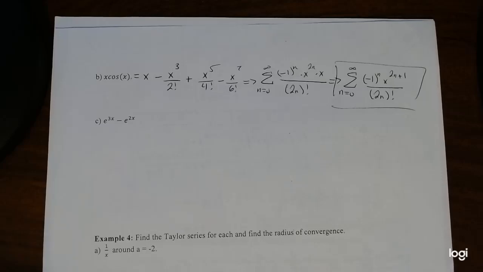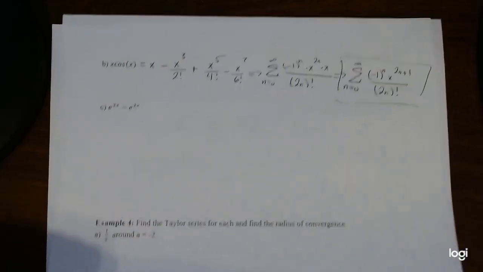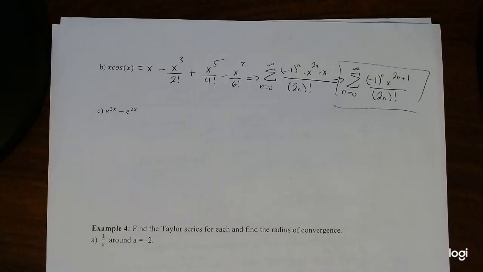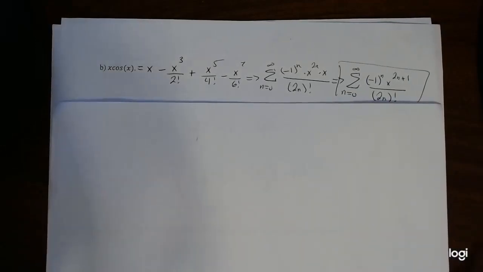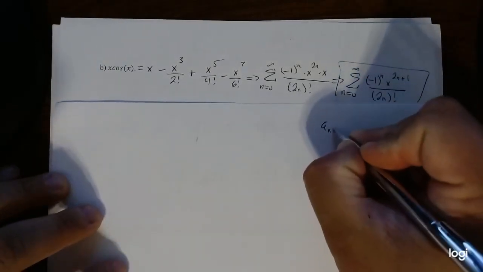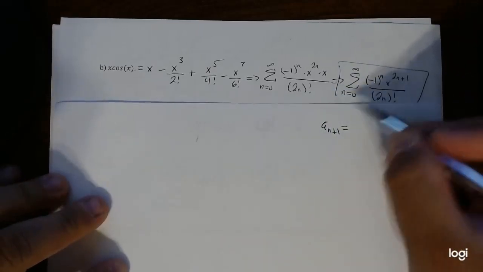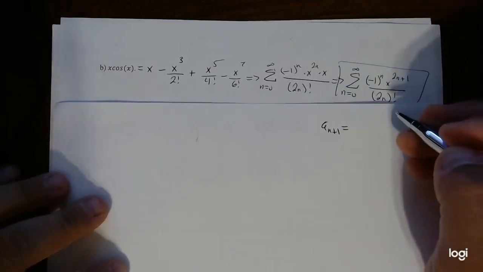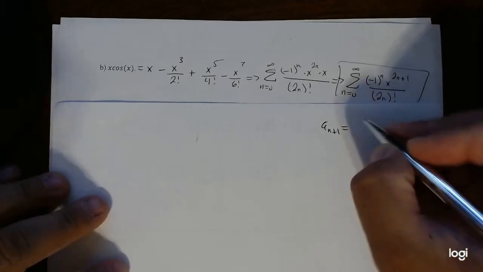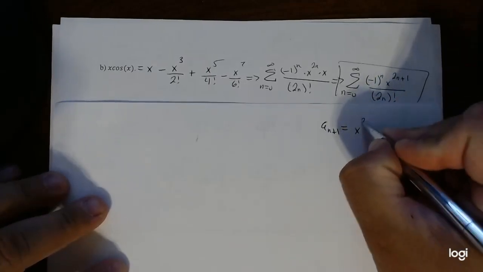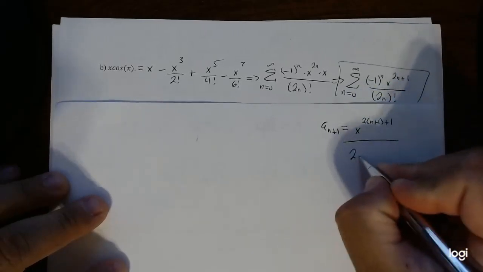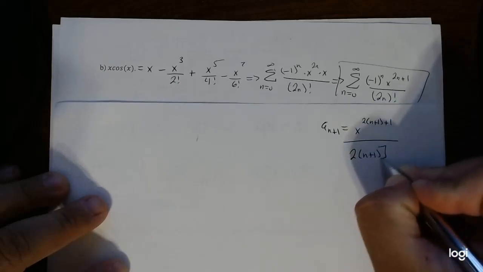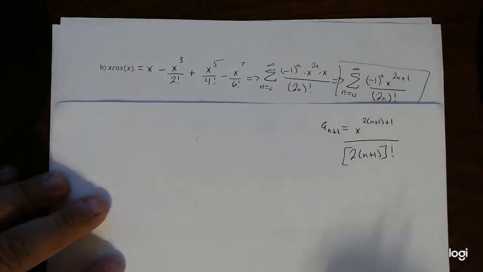Okay, and then finally, find its radius of convergence. I don't have too much space here, so I'll just put an extra piece of paper on here. And so again, I'll just write down what a sub n plus 1 is going to be. Again, I'm not going to bother with the negative because we're taking the absolute value. So this will end up being x to the, looking like that on top, and looking like that on the bottom.